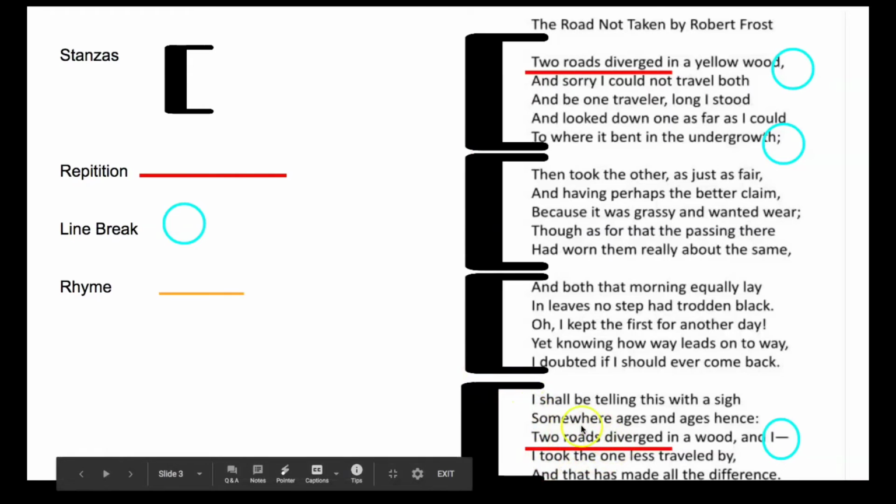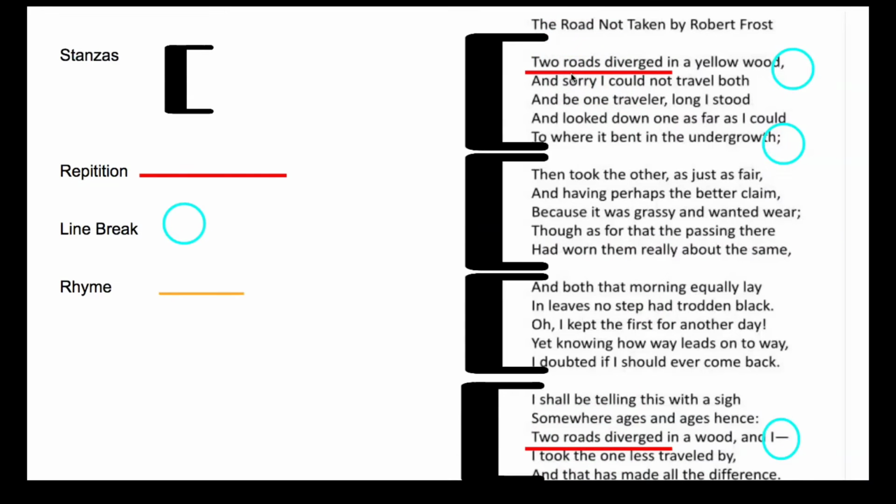The next thing that I want to talk about is repetition. So right here, you see 2 roads diverged, 2 roads diverged. This probably means that these are also very important. And we probably want to notice and wonder, what is down these roads? Why are they important?